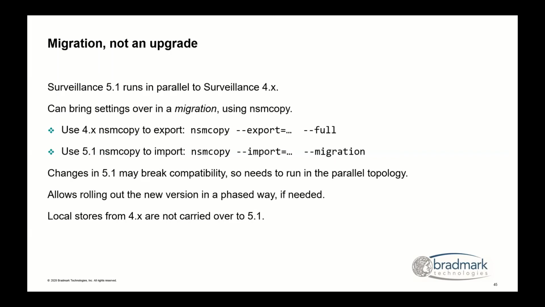And the reason that it runs in parallel to 4, there's a couple of reasons, but one of them is, of course, that there's a lot of things that are different in 5.1, internally especially, and so it may break compatibility. So while it may be technically possible to get it to work in the 4x topology, it really is best to run it in a parallel topology so that 5.1 is a different layer. So you have your normal topology with the 4 product, you'd have a different one for 5. And then that way you can also roll it out in a phased way.